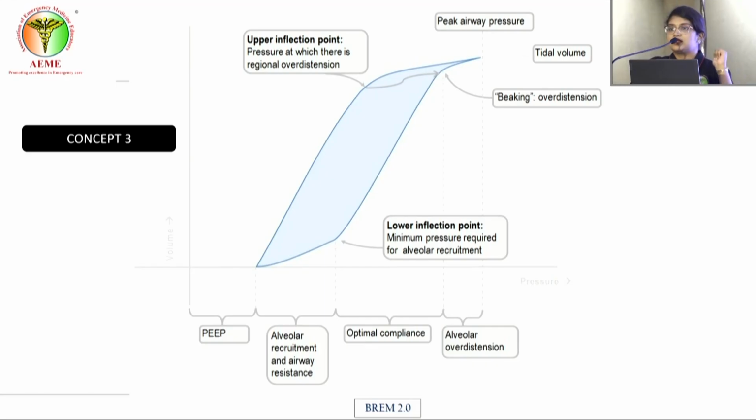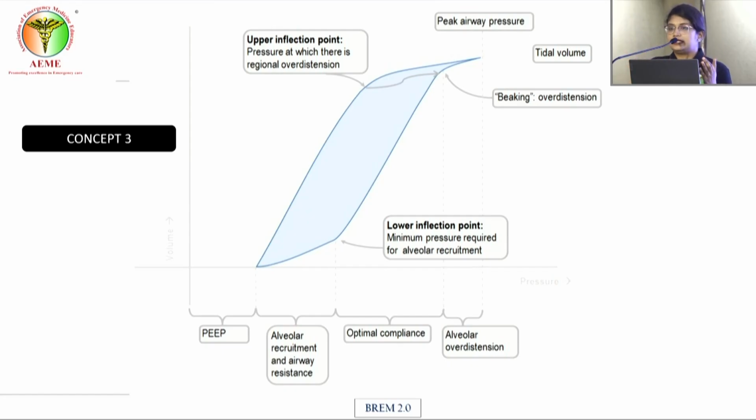So this is concept 3, a very important graph. You can see in volume control ventilation of a patient, this is the pressure volume loop. I just want to stress the lower inflection point here. So what is the lower inflection point? It is a critical opening pressure of the alveoli. Beyond this, pressure is required to overcome the airway pressure and cause the alveoli to open.